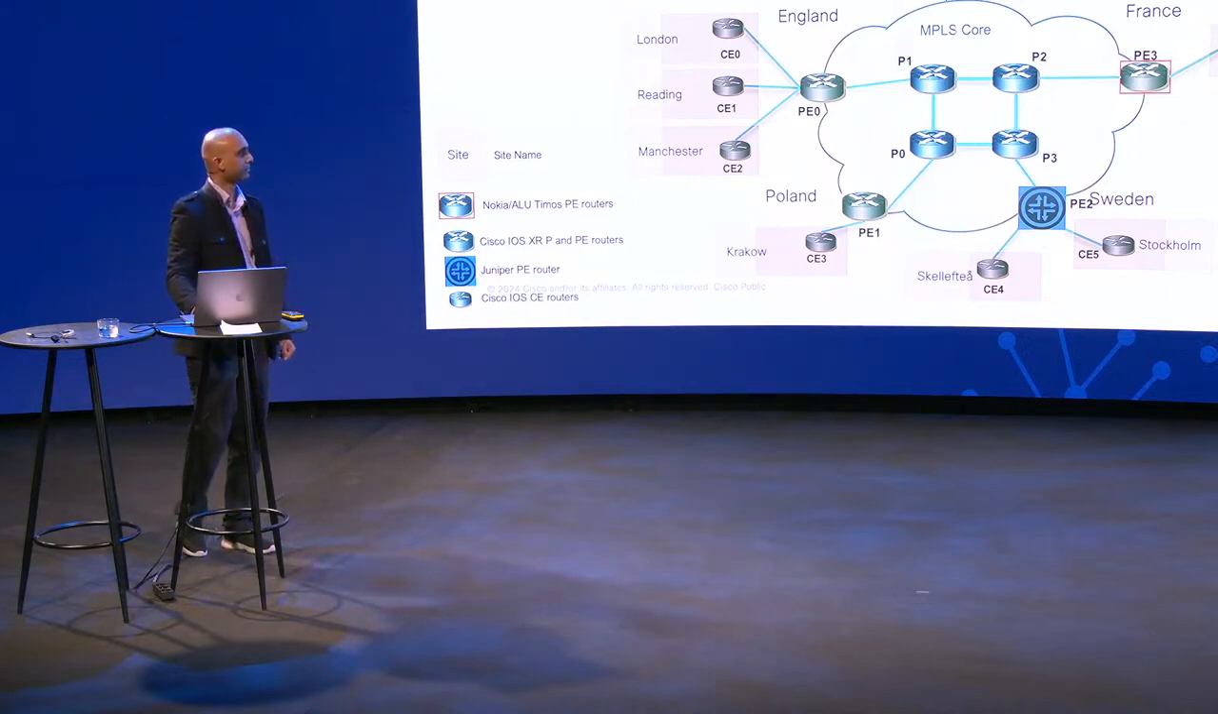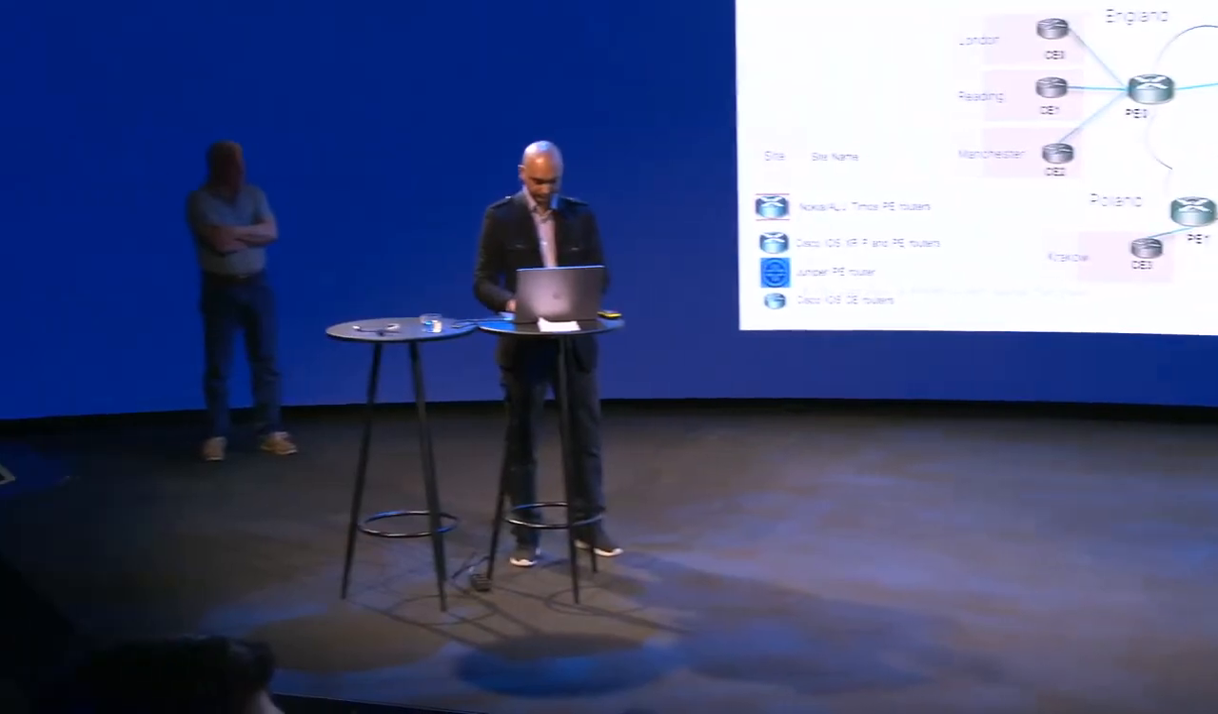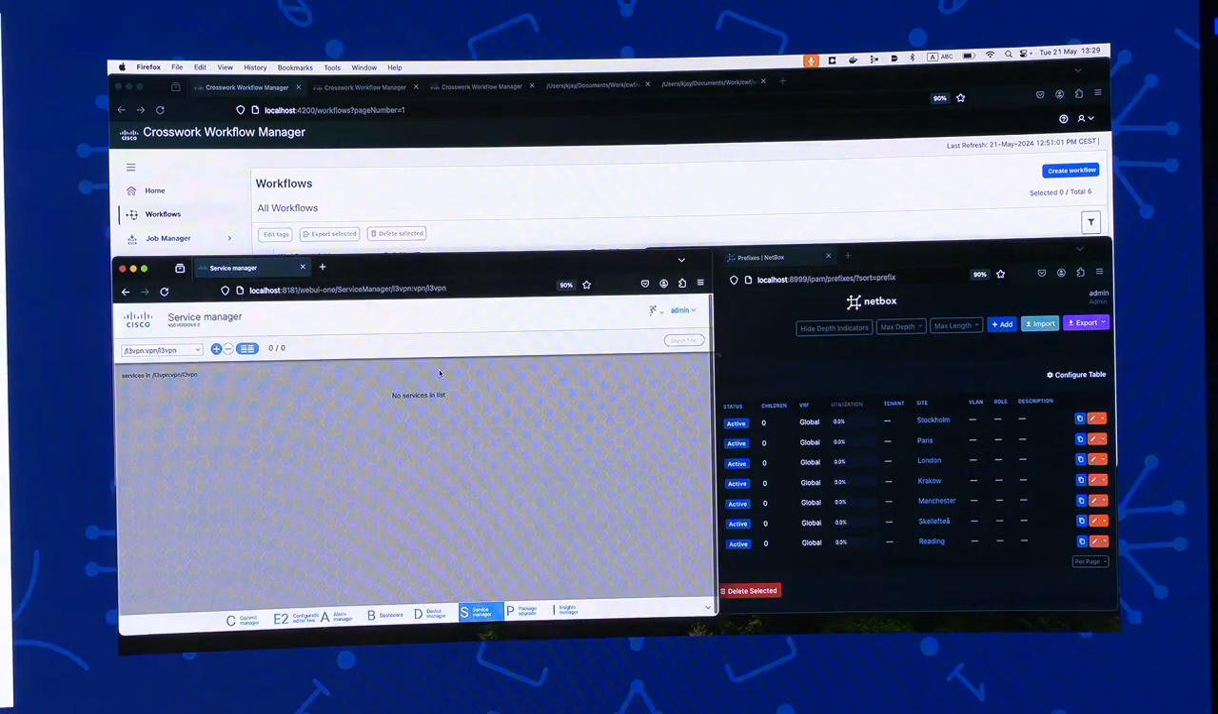This is my Netbox installation, and you can see here that I have several subnets that have just been allocated, and there's a site for each of them. And then this is my NSO. You can see I have no layer 3 VPN. I'm using an older version of NSO right now on my local laptop.